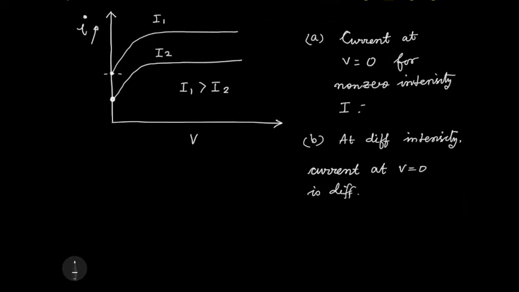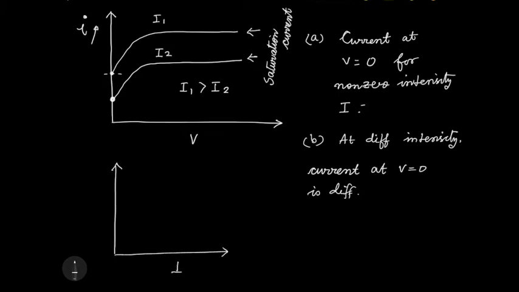Stoletov also did that. These are called saturation currents, because as you increase the voltage, the current doesn't increase anymore. So what did Stoletov do? He plotted the intensity versus the saturation current, let me call it I_SAT. It was like 0 intensity, 0 saturation current, and a completely linear relation.